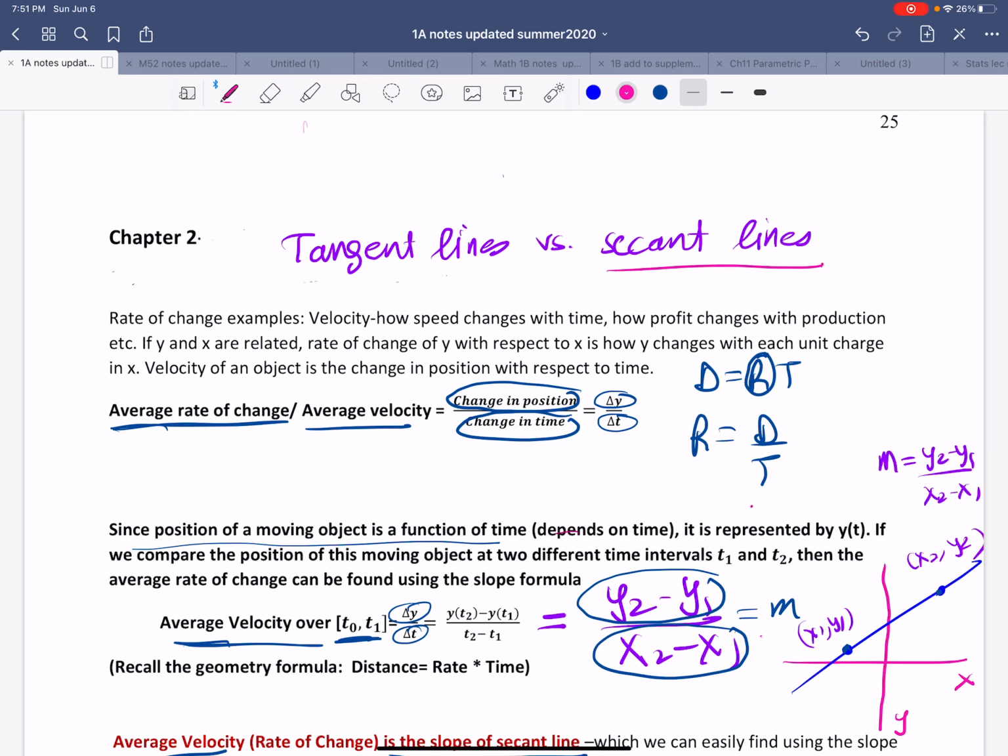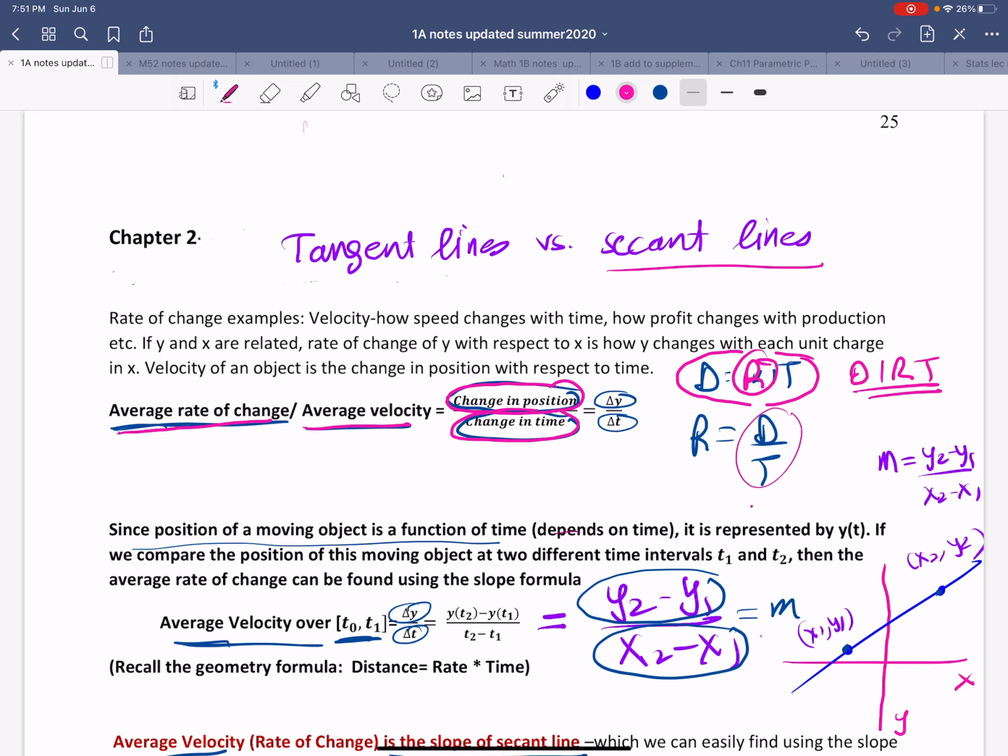So let's start by talking about average rate of change or average velocity. Rate of change or velocity: you might recall distance is equal to rate times time from algebra, the distance-rate-time formula. If you don't recall it, remember the word DIRT. You will never forget this formula. Distance is rate times time. The rate or velocity is equal to distance divided by time, which is change in position divided by change in time.